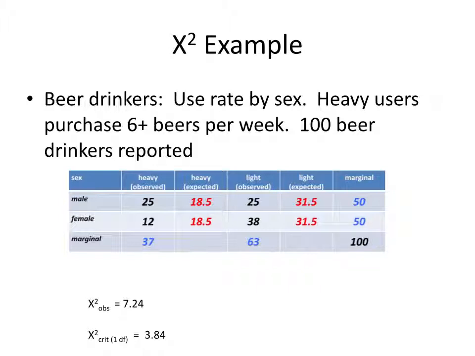And we can look at the data now and interpret that significant statistic, because we can see that for males, if one is a male, one is more likely to be a heavy drinker, and if one is a female, one is more likely to be a light drinker. The obverse is true as well. If one is a light drinker, one is more likely to be a female, and if one is a heavy drinker, one is more likely to be a male.